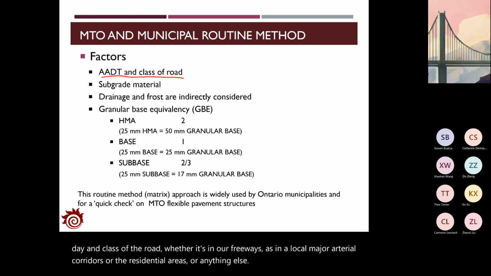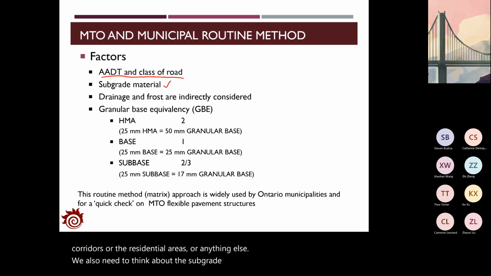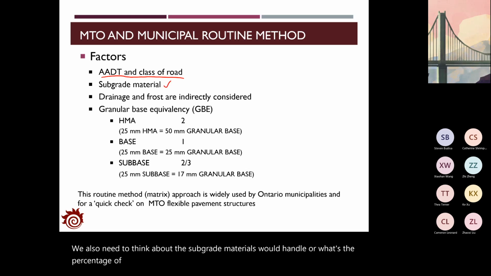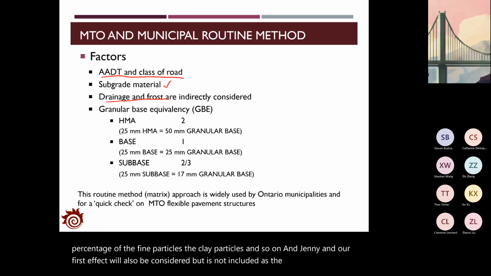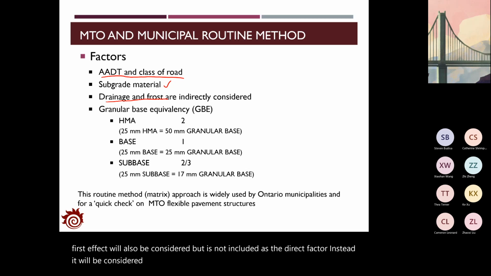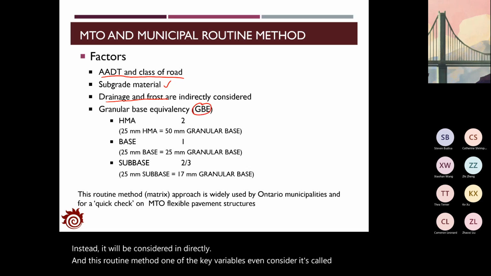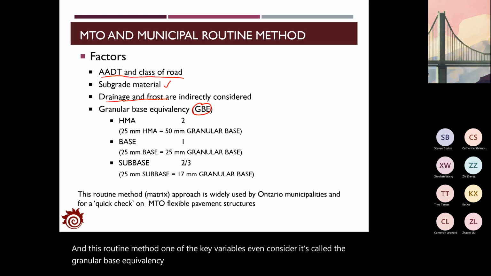We also need to think about the subgrade materials, what's the percentage of the fine particles, the clay particles, and so on. And the drainage and the frost effect will also be considered, but it's not included as a direct factor. Instead, it will be considered indirectly. And in this routine method, one of the key variables you will consider is called the granular base equivalency, which is abbreviated as the GBE. It will try to identify the equivalent factor for different layers based on the materials we select.